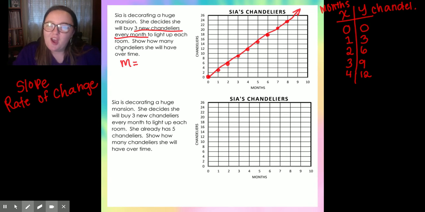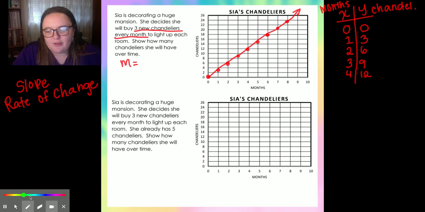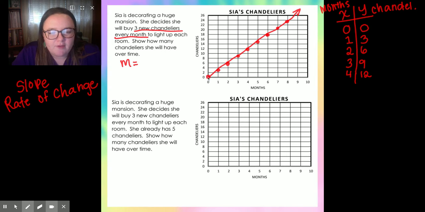That's what I asked you. How much is she changing each week? What's the rate of change in this word problem? Here, it's buying three every month. So if I look at my table here, or even my graph, how much is it rising and running? I'm going to do a different color here just so we can make sure we don't confuse our graph. I'm at zero, and I'm going to rise up to two, so that's two.